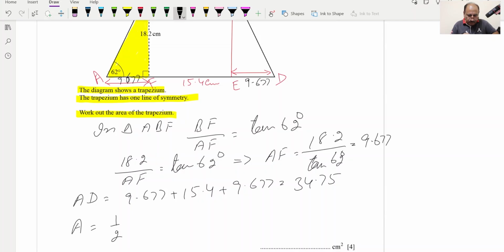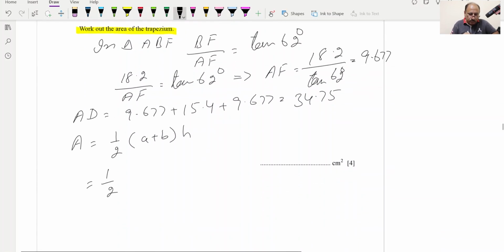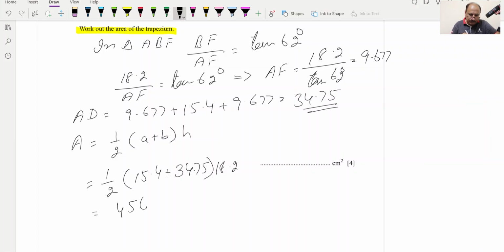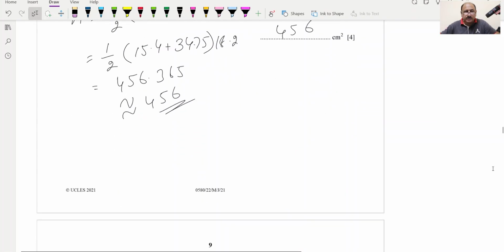So area of trapezium is equal to 1 by 2 into A plus B parallel sides into H, and H is given 18.2. So we can write 1 by 2 into A, one side is 15.4 and plus the other side is 34.75, which we have just calculated, and multiply by 18.2, and this will be equal to, we can calculate this, 0.5 into 15.4 plus 34.75 and multiply by 18.2, and this is equal to how much? This will be 456.365. This will be 456 will be the answer, approximately rounded to 3 significant figures. Hopefully you understood this. This was 4 mark question.